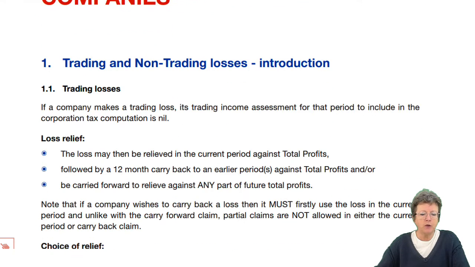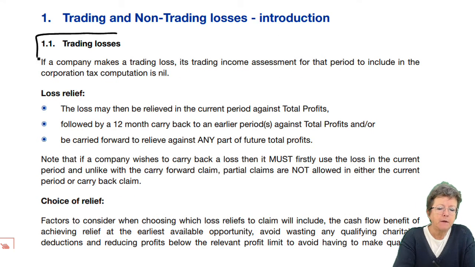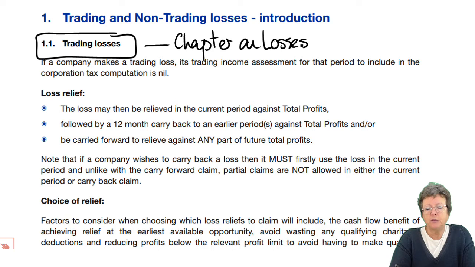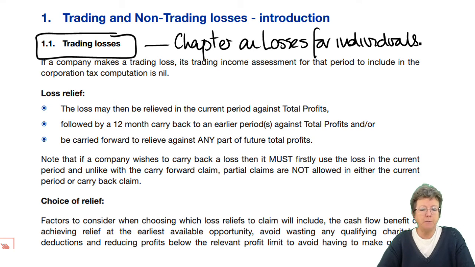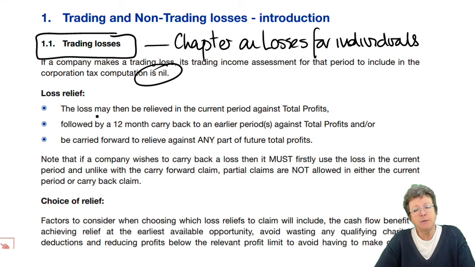The first thing we're going to do is look at the trade losses. This will be familiar to you if you've seen the chapter on losses for individuals. Then some of the terminology you will be familiar with. So if they make a loss in an accounting period, then the tax computation says nil, which is exactly the same as it is for individuals.